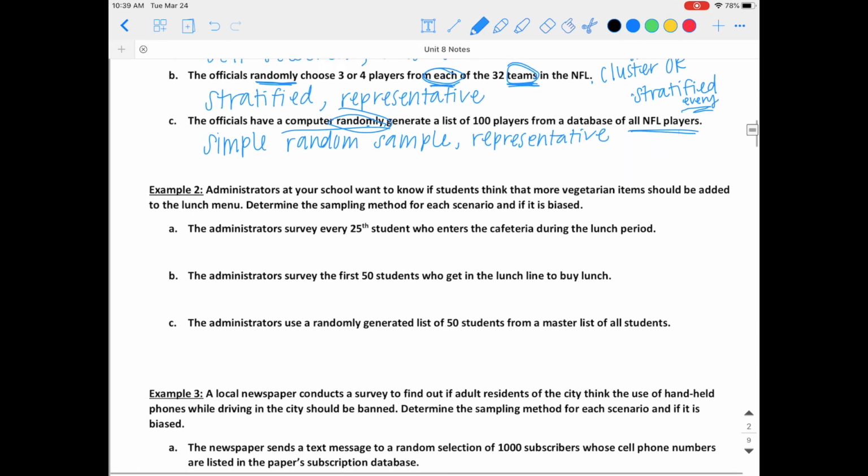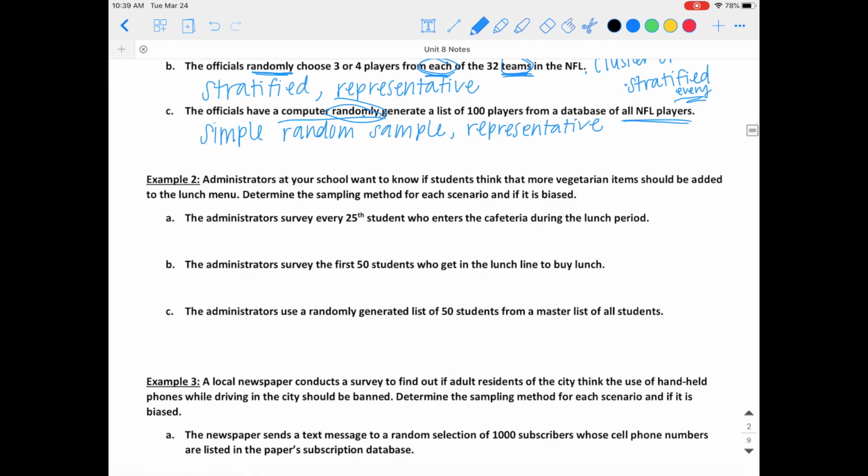Okay, next example, administrators at your school want to know if students think that more vegetarian items should be added to the lunch menu. Okay, so same thing, we got to figure out the method and if it's biased or representative. So this one, the first one, they survey every 25th student who enters the cafeteria. Okay, so we're getting all the students in there, but we're picking every 25th one. This is not a random picking. This is not grouping of any sort. We're not making it convenient to us. We're not asking them to pick themselves. If we're following a rule like this, that's systematic.